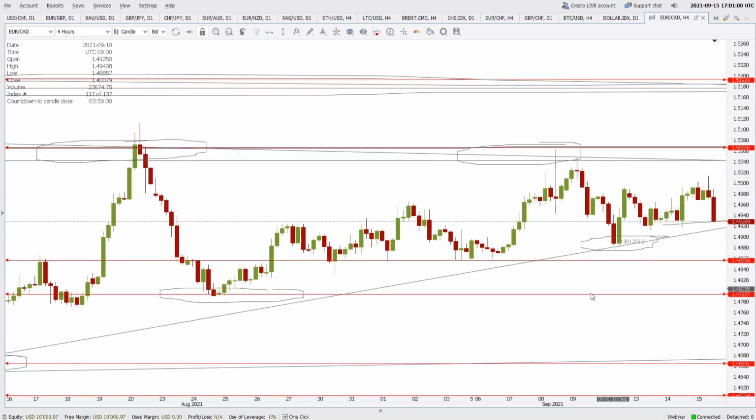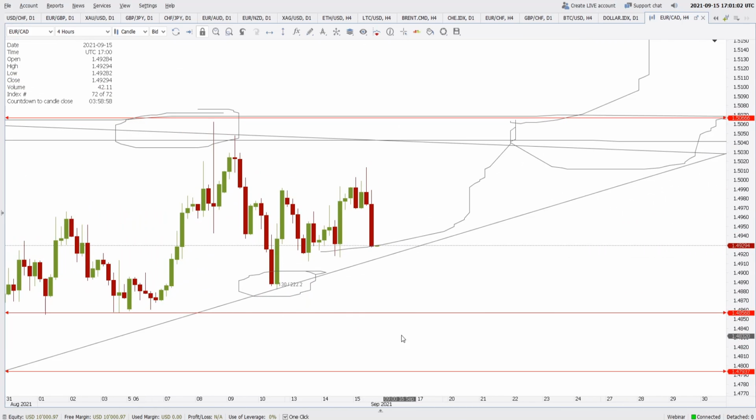Let us see on the 4-hour chart. Yeah, on the 4-hour chart it is not looking very good. If this trend line holds, we can say that there is a possibility of testing 1.5065 region, but if this trend line does not hold and if we see a red candle closing below this trend line, then 1.4856 and 1.4793 will be exposed in this market.